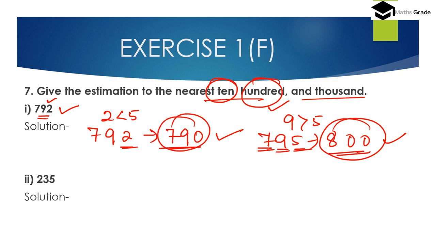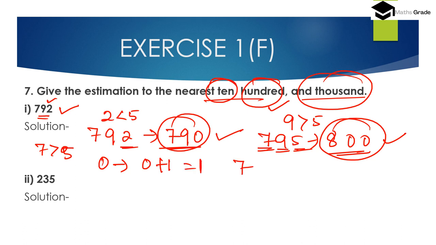Now 792 rounded off to the nearest 1000. Here when we round off any number to the nearest 1000, we have to first look at the hundreds place value digit. Here the hundreds place value digit is 7. 7 is more than 5. So we have to add 1 to the thousands place value digit. Here the thousands place value digit is nothing, that is 0. 0 changes to 0 plus 1, which is 1.